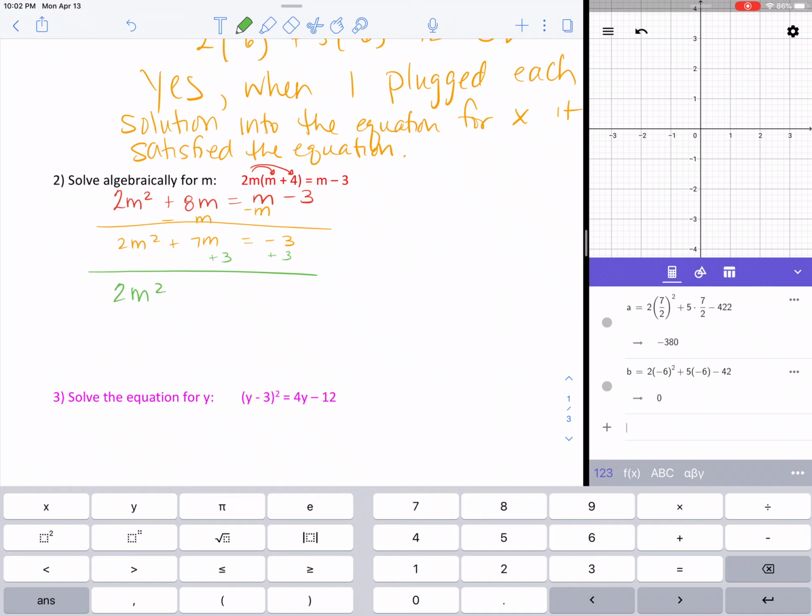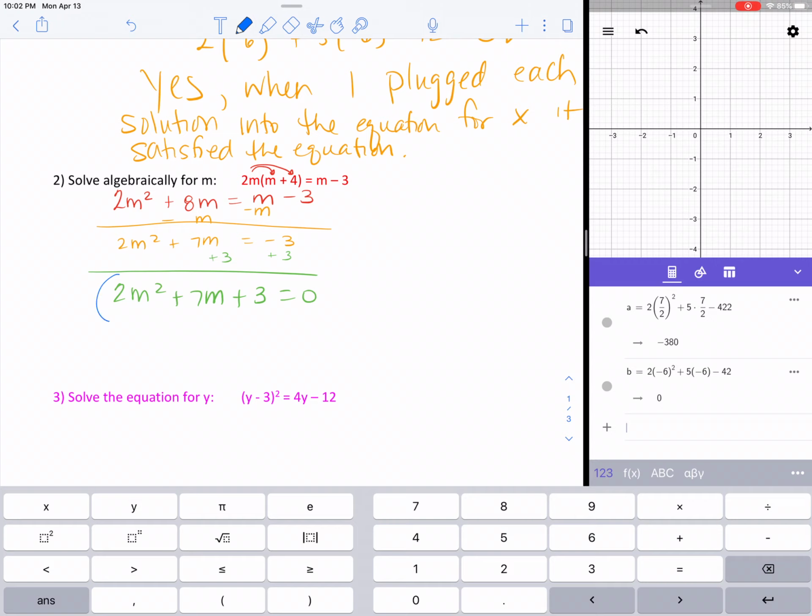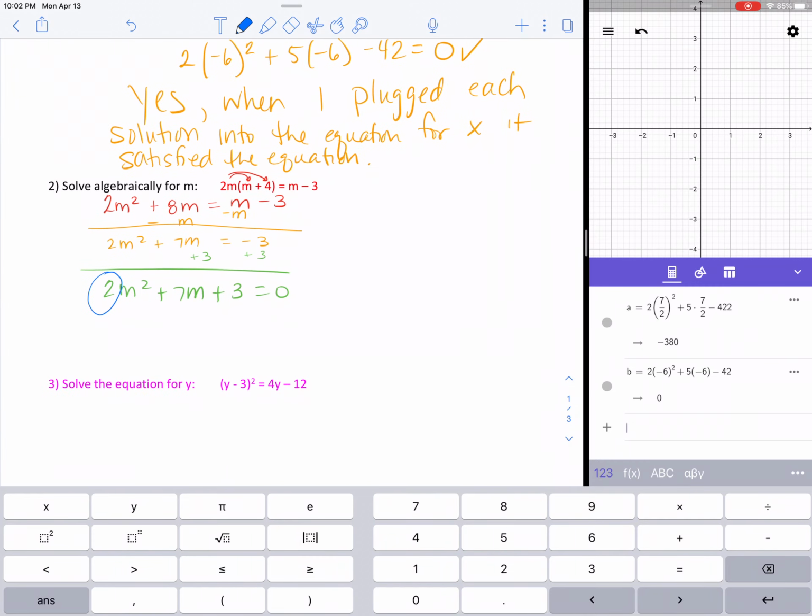2m squared plus 7m plus 3 equal to 0. So now we have a quadratic equation set equal to 0. I like that I see only plus signs in this trinomial. It makes the factoring easier. However, we have a trinomial, and there's a number in front of the m squared. So how am I going to solve this? I'm going to have to split the middle.